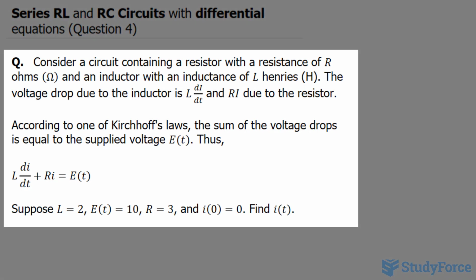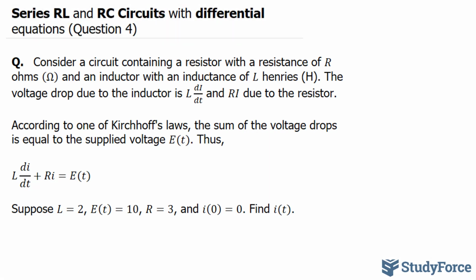Consider a circuit containing a resistor with a resistance of R in ohms and an inductor with the inductance of L in henries. The voltage drop due to the inductor is L times di over dt and R times I due to the resistor. According to one of Kirchhoff's laws, the sum of the voltage drops is equal to the supplied voltage E of t. Suppose L is 2, E of t is 10, R is 3, and the current at time 0 is equal to 0. Find the instantaneous current with respect to t.